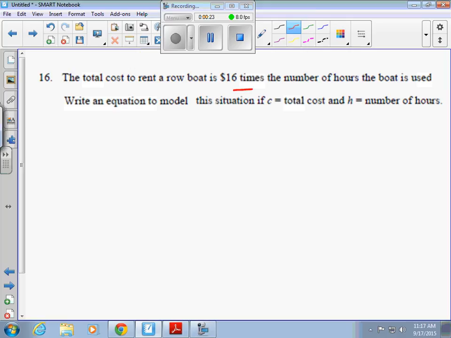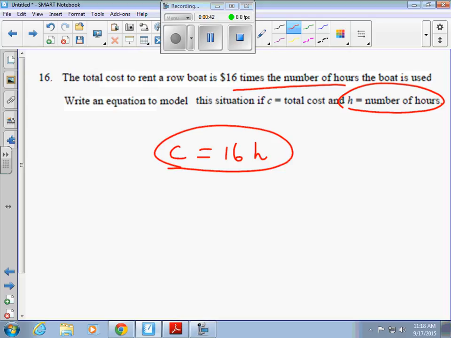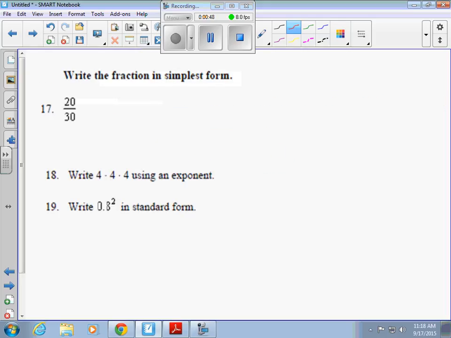So it's 16 times the number of hours. The hours are unknown, but we have a variable we can represent it. It says represent H with hours. So 16 times H, or 16H, is equal to the total cost C. That would be your equation right there. C equals 16H. If you wrote it backwards, it would mean the same thing.